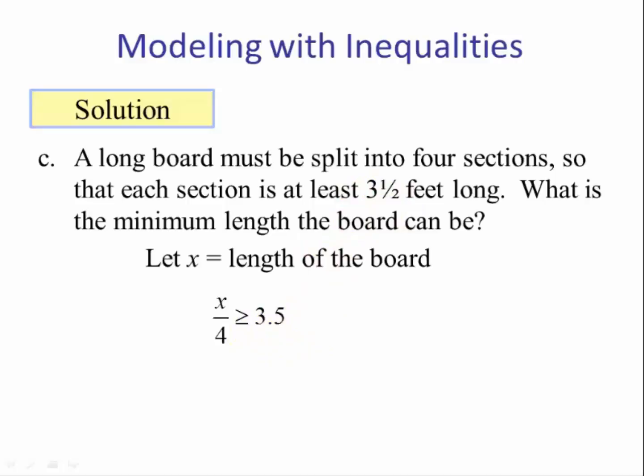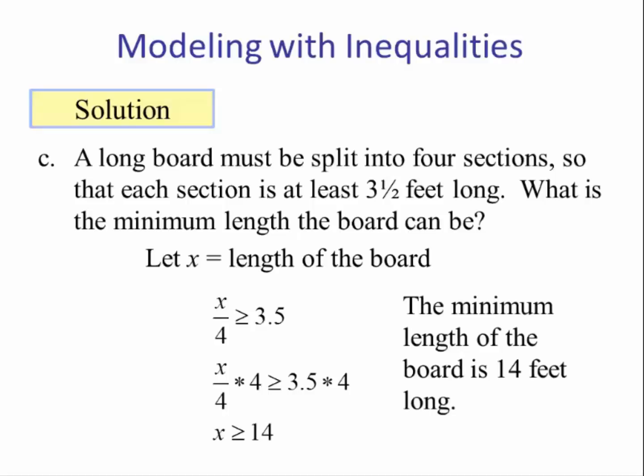Solving for X, we need to get rid of the 4, so we do the opposite: multiply both sides of the inequality by 4. And we have X is greater than or equal to 14. So to answer the question, the minimum length of the board is 14 feet.